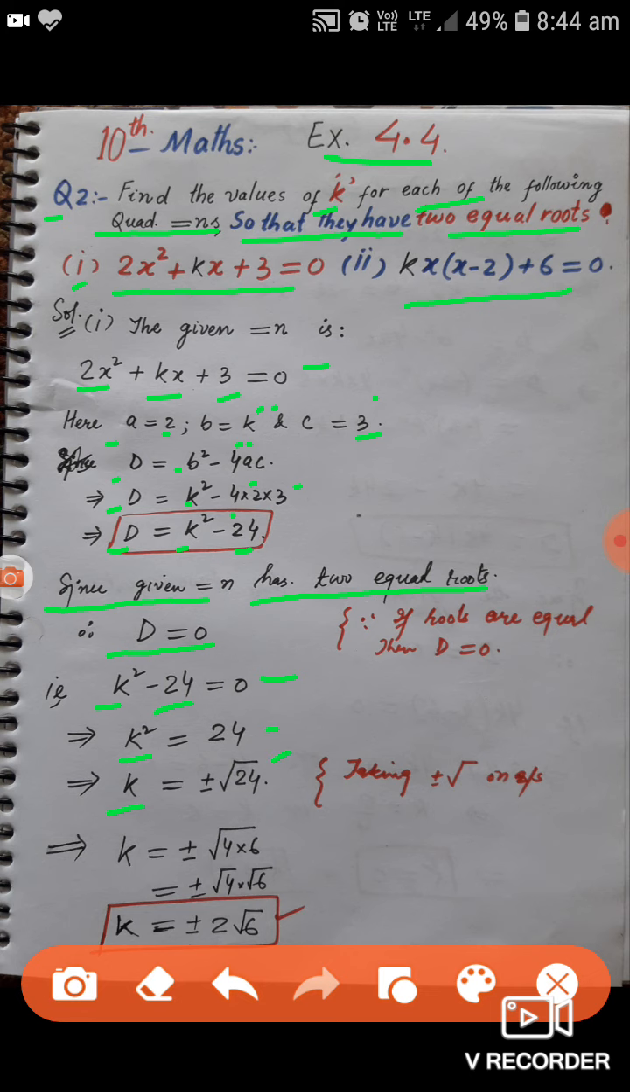Now k is equal to plus minus square root of 24, which can be factorized into 4 into 6. Taking the separate square root for 4 and 6, we get square root of 4 is equal to 2 and square root of 6 will remain as such. So k has values plus minus 2 square root of 6. So these are the values of k for which the first equation has equal roots. Now we will solve the other equation for the value of k.